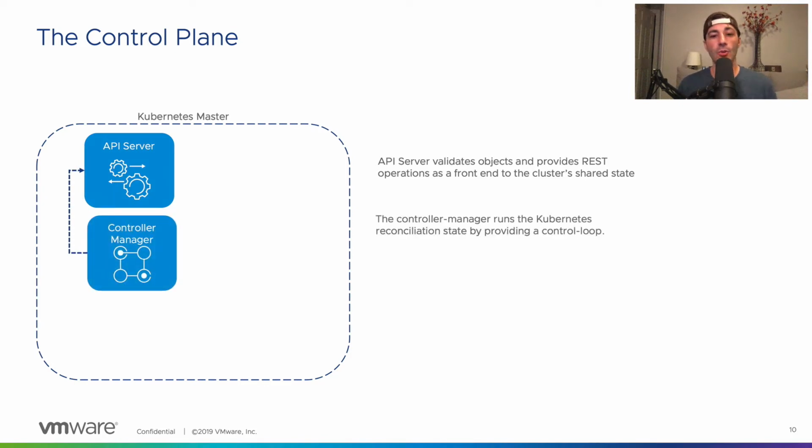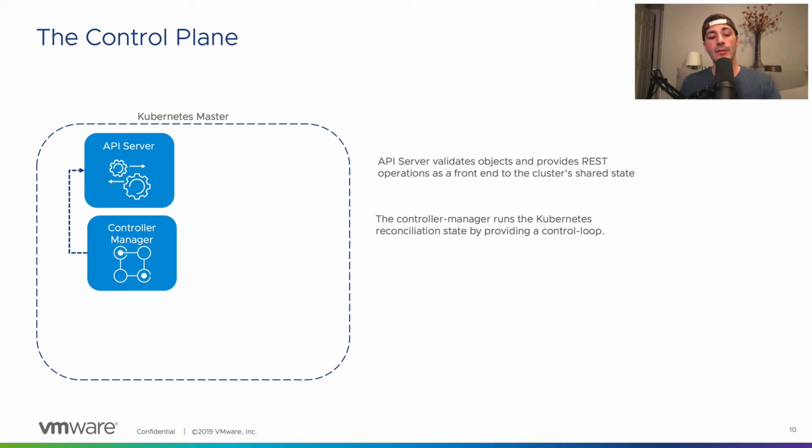Next I've got the controller manager. The way that Kubernetes works, it runs on a desired state. As a user, I say I want X amount of these running, and what the controller manager does is provide a control loop that continuously tries to provision or make sure that it has X amount of things running until it's at the desired state, whatever the user wants.